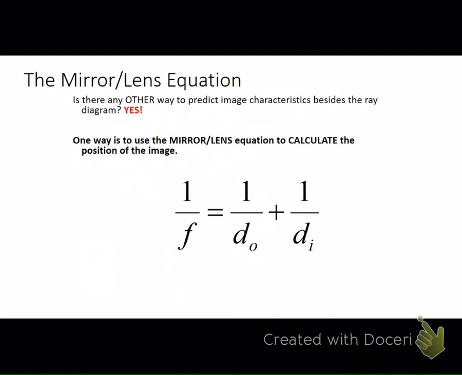Now, if we didn't want to draw these ray diagrams, they're a little tedious, we can just use straight up math. So here's the equation we get. It's the mirror lens equation. You can use it for mirrors or lenses. It looks a little weird at first, I understand, but it's not that bad.